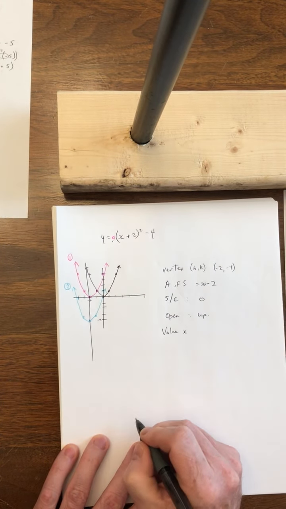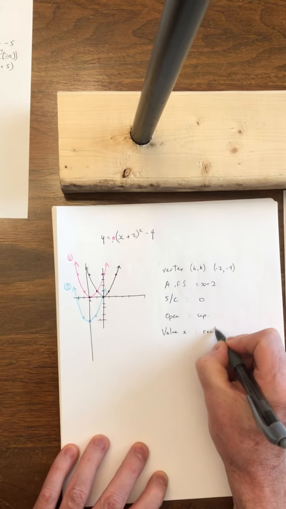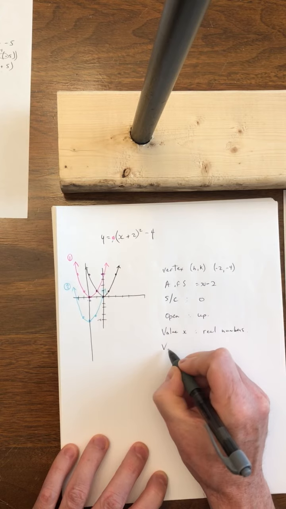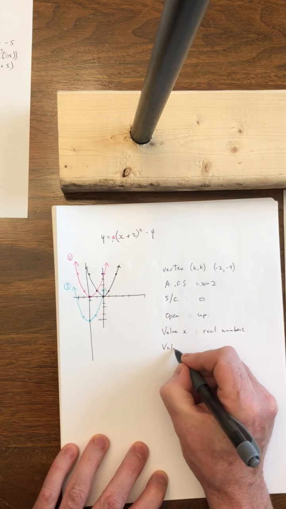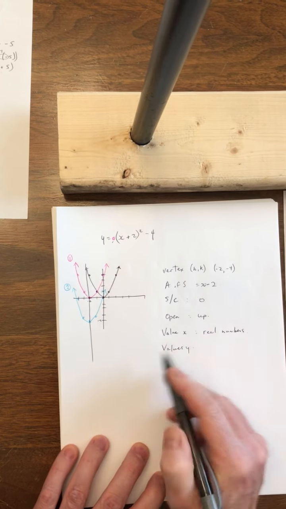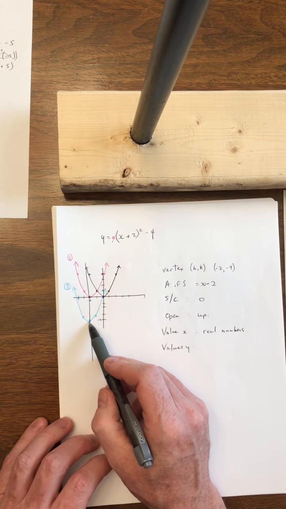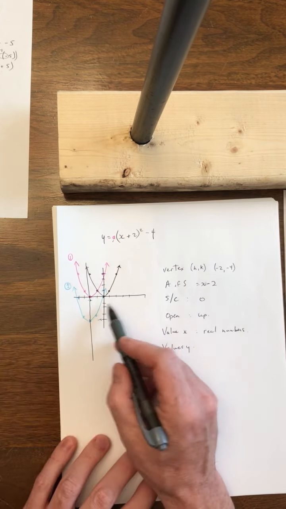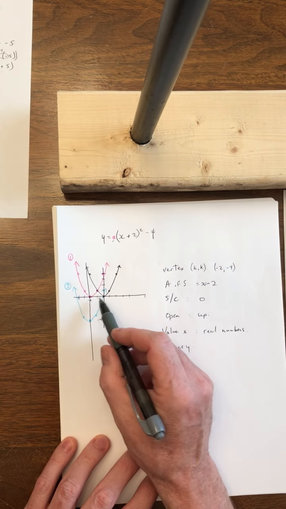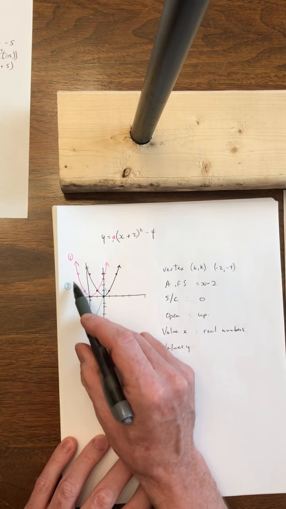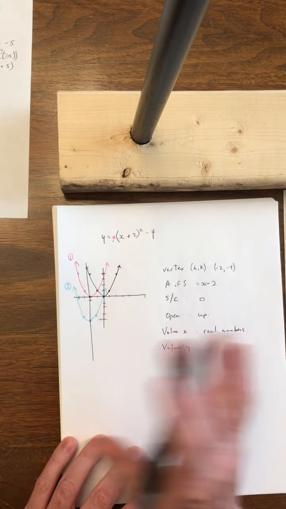Values x can take, just real numbers. And values y can take. Now x can literally take everything. If we drew this, 3, 9, 4, 16, 5, 25, and we kept going, literally this parabola would encompass all x values.